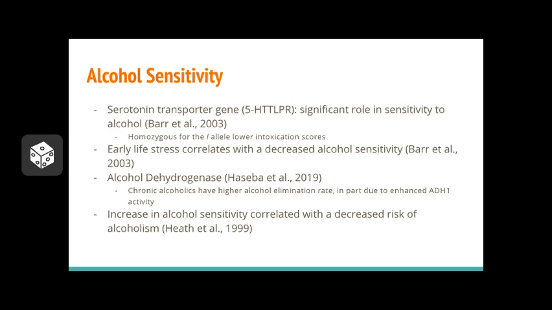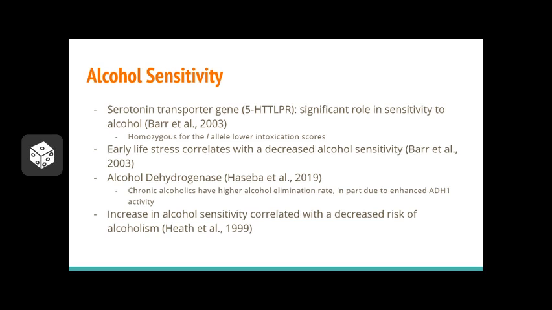The next research that we found was about the alcohol dehydrogenase. And alcohol dehydrogenase is an enzyme involved in the breakdown of alcohol. And Hasiba et al. in 2019 found that chronic alcoholics have a higher alcohol elimination rate. And so basically, that's just how fast your body works through alcohol. And this is in part due to the enhanced alcohol dehydrogenase 1 activity.